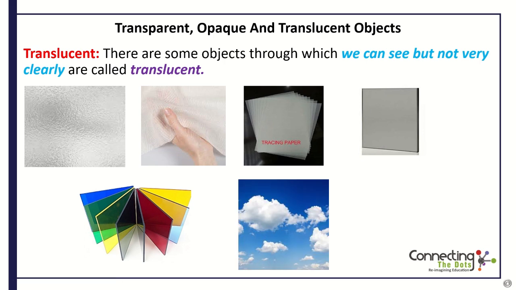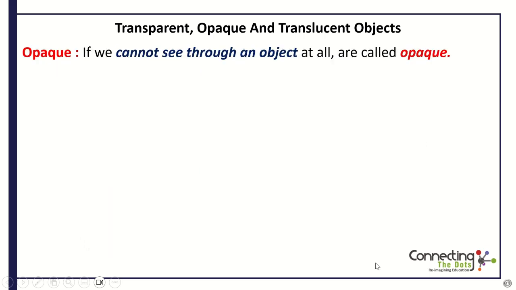So translucent objects are those objects which allow light to pass through them partially, and we are not able to see clearly through them, but we can see through them to some extent. And the last classification of objects is known as opaque objects. Now, what are opaque objects? Those objects which do not allow light to pass through them are known as opaque objects.